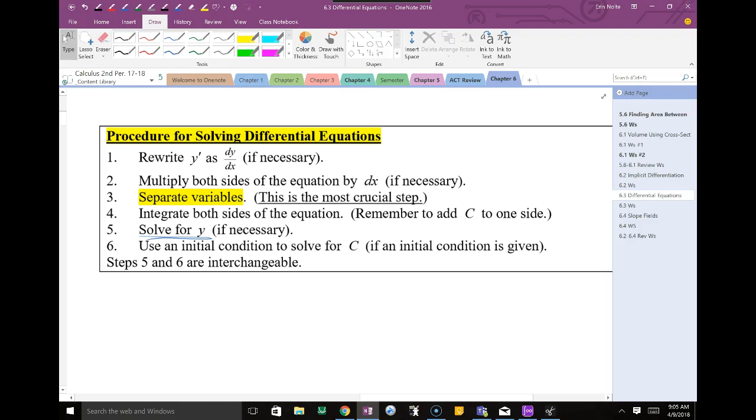Okay, so your first step, they might write the derivative as y prime. So your very first step might be to rewrite that as dy dx. Okay, so that's going to be a step that you may or may not have to do depending on what is given. Okay, the second step is that you're going to multiply both sides of the equation by dx. And that will probably be a necessary thing for you to do. I haven't seen one where it wasn't necessary, so I'm not sure why it says if necessary.